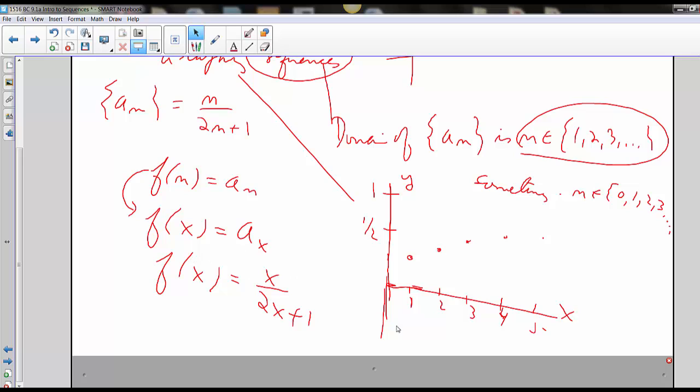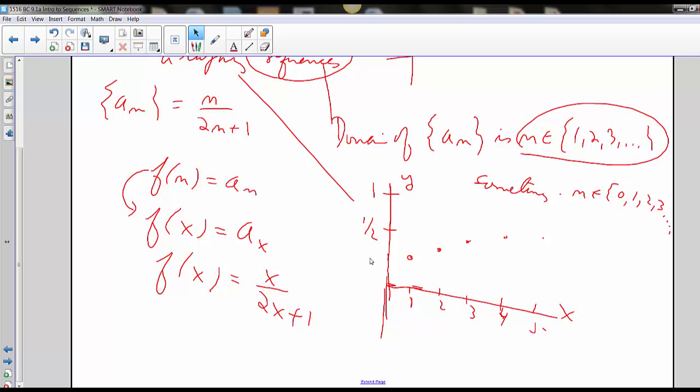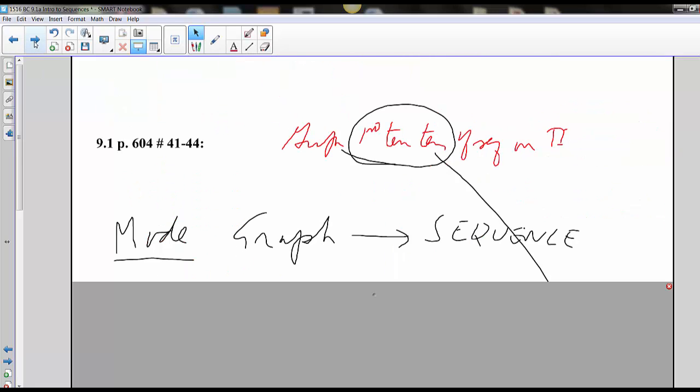And then all you get is those disconnected dots. You cannot connect them. And of course, there's nothing in the second or third quadrants because that's where x would be negative, and our domain is all positive integers.